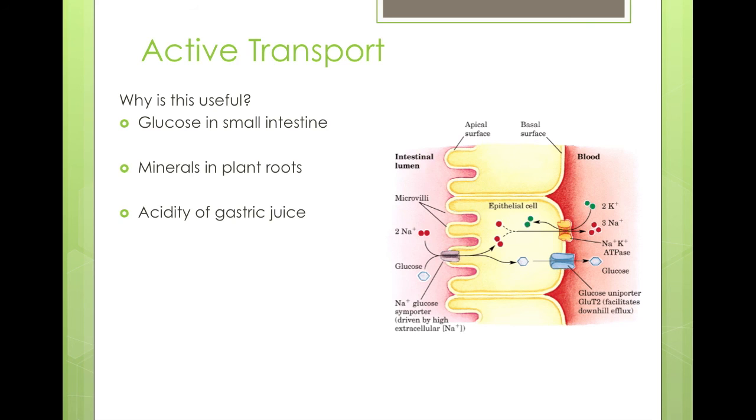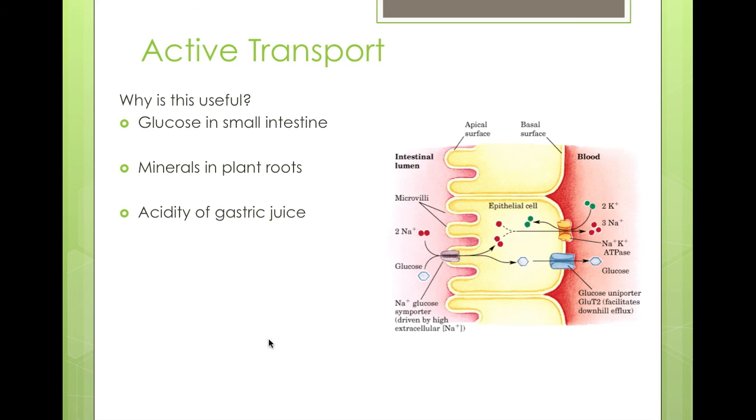It wants to keep taking up minerals, and so it needs to actively suck up the minerals along with the water in the soil around it, and as a result of that, it's going to use active transport. Okay. The third example is the acidity of gastric juice.